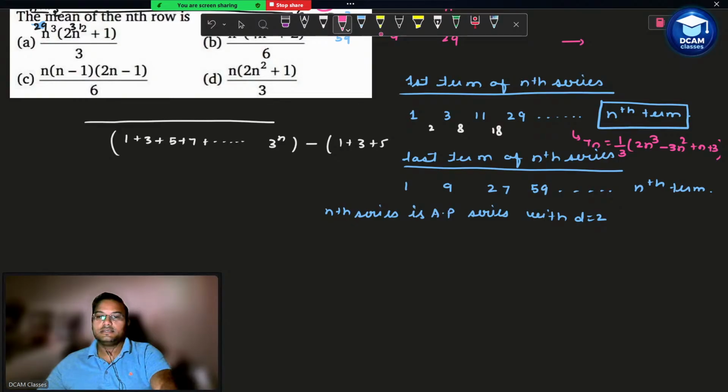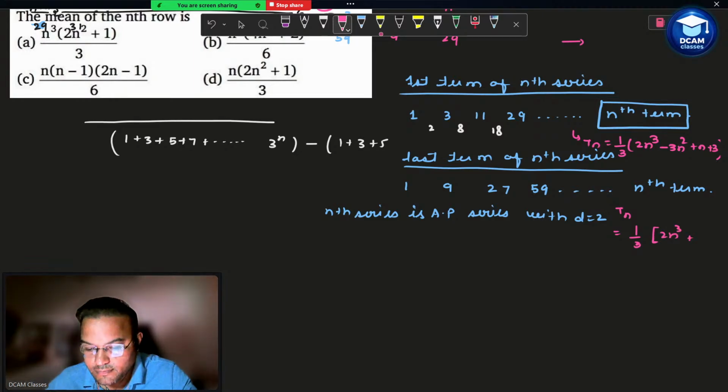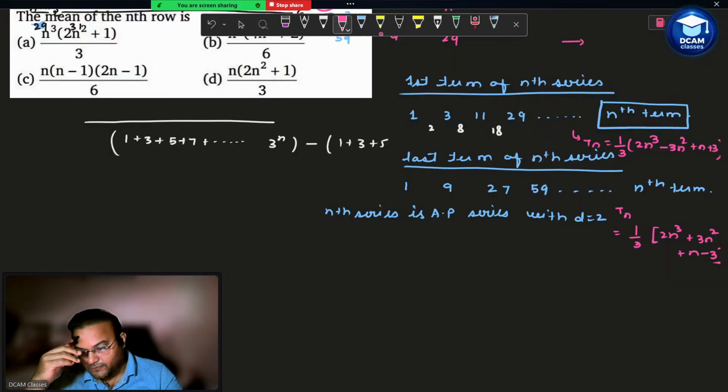The only thing we can do is use mathematical induction. But even then, only if we know the nth term can we use mathematical induction. Otherwise, it is impossible to find this. And for the last term of the nth series, he's saying it is 1 by 3 into 2n cube plus 3n square plus n minus 3. Very difficult.